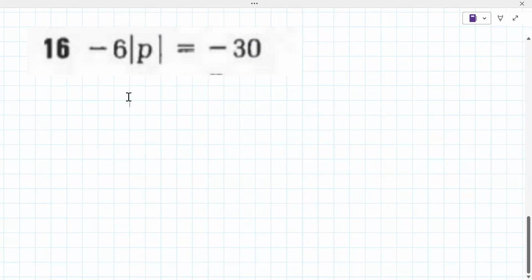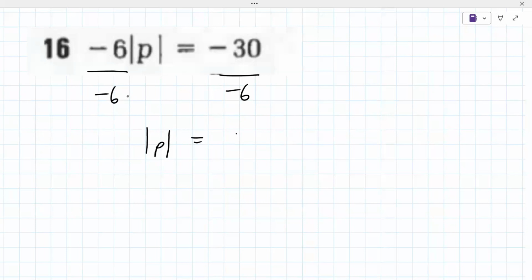I would probably divide by negative 6. Okay, good. So the absolute value of t equals 5. So what are the two answers here? P equals 5 and P equals negative 5. Very good. Okay. I think you got it. All right. So let's look at another type of problem that you'll see here.